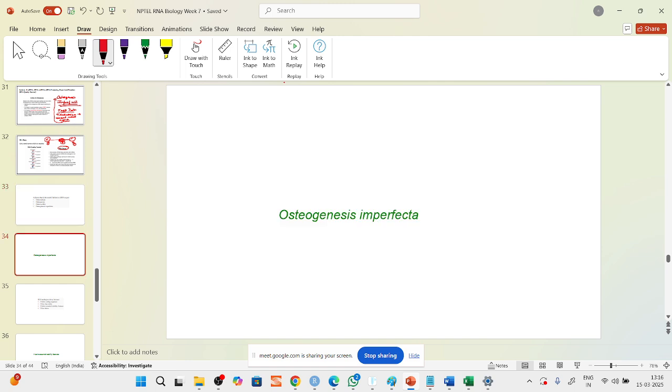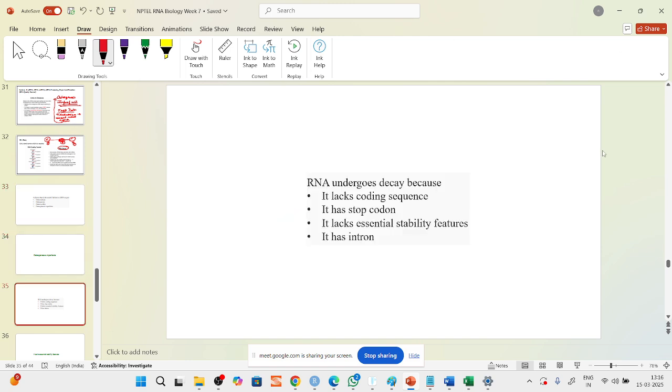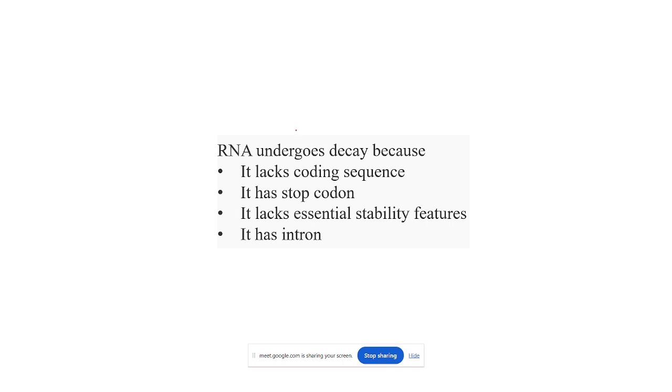Okay. Next question is, RNA undergoes decay because A, it lacks coding sequence, B, it has stop codon, C, it lacks essential stability features, or D, it has intron.